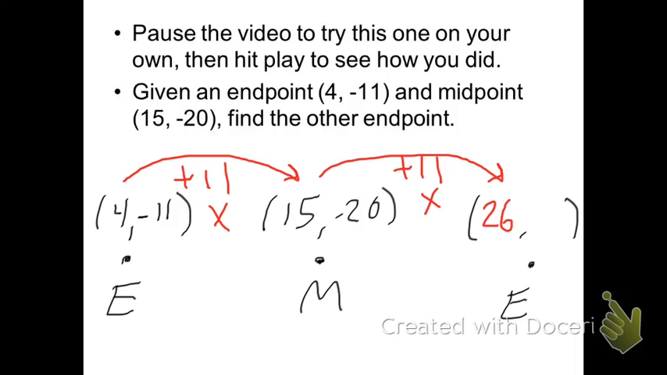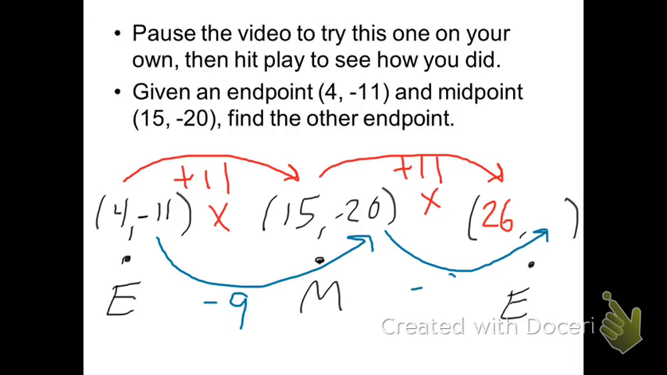To find the y-coordinate of our other endpoint, we do the same thing. So to go from -11 to -20, you have to go down 9 units or subtract 9. So to find the other endpoint, we would subtract another 9 from the midpoint, because remember, the midpoint is right in the middle of these two endpoints. So -20 minus 9 would be -29. So that's our answer, 26, -29.